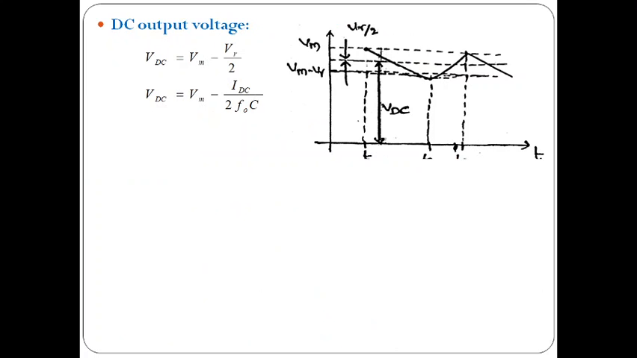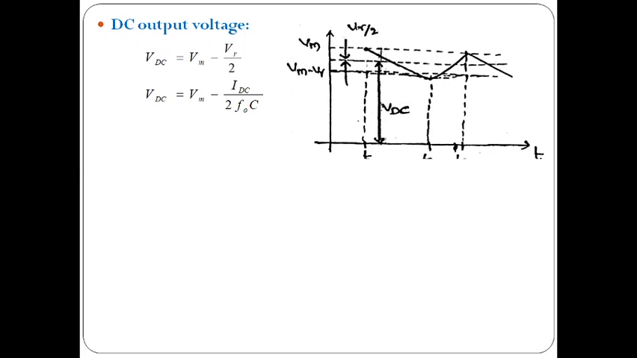Now we'll discuss the output voltage. Here you can observe the waveform. The maximum peak voltage is Vm and it can recharge up to Vm minus Vr. The difference is Vr, and we have written peak ripple as Vr by 2. So VDC equals the average value, which we can write as Vm minus Vr by 2.